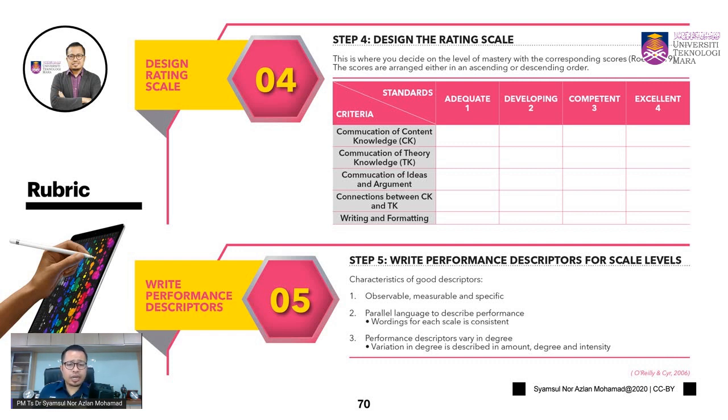And the third and the last one is performance descriptors varied in degrees. The variation of degree is well described with the amounts, with the degree, with the intensity. So meaning that from Likert 1 to Likert 2, Likert 2 to Likert 3, to Likert 4, or to Likert 5, there are huge variations of degree that have been described. The amount of work, the intensity of the work should be looked at by the students.